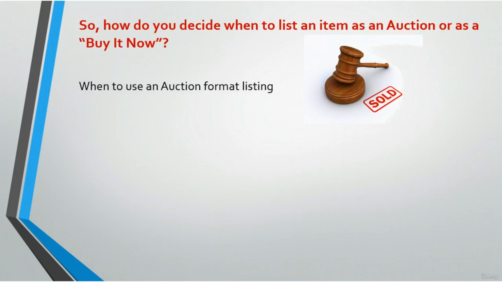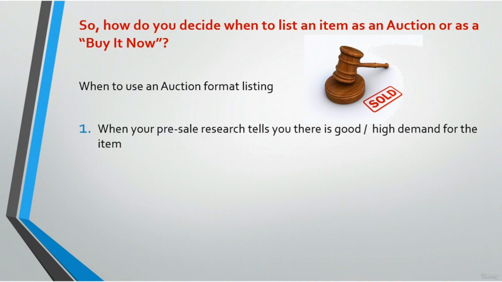Okay, next, let's talk about when you want to use an auction format listing. You want to use an auction format listing when your pre-sale research tells you that there's good or very high demand for the item. You see, auctions are best for high demand items. When you've got high demand items, you've got a lot of people searching for that item, and therefore, when they see that item at a low auction starting price, which is what I recommend that you do, they're going to place their bid on that item.